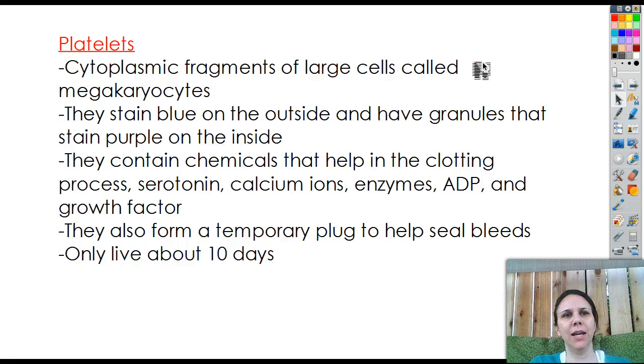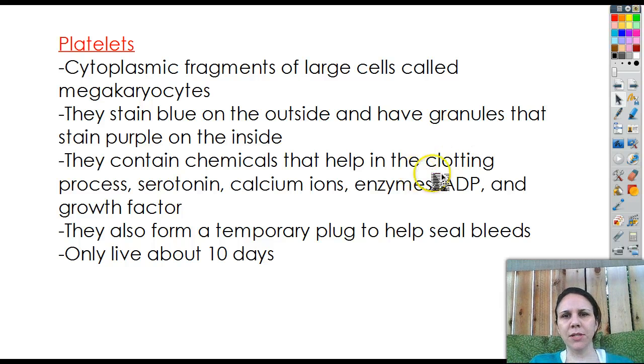So, what is a platelet? A platelet is a cytoplasmic fragment of large cells called megakaryocytes. Mega, big, karyocyte. Cyte, cell, karyo refers to the nucleus. So, big cell with a big old fat nucleus in it. So, these are just little chunks and fragments of it. When we stain them with the right stain, they end up being kind of bluish on the outside, and they have little granules on the inside that look purpley polka dotty. So when you look at a slide, you'll see just little kind of bluish purple fragments all over the place.